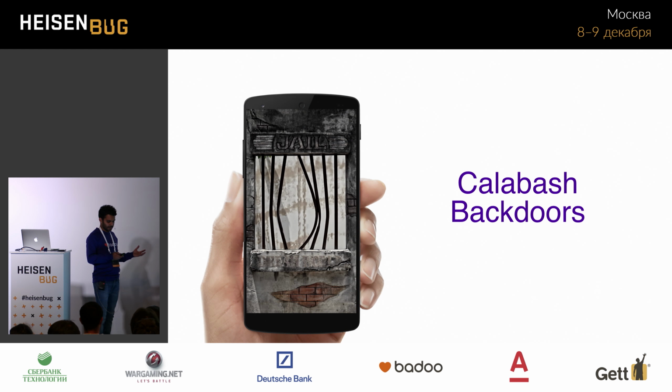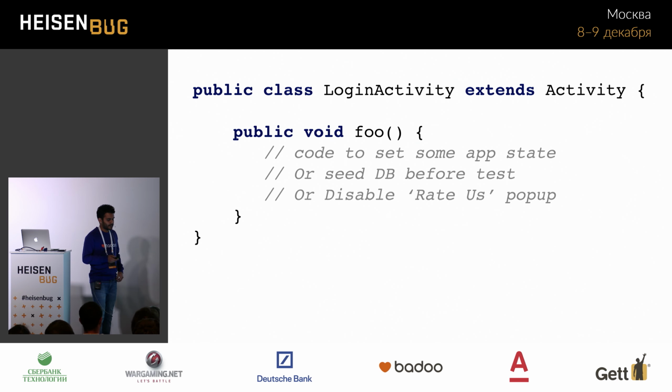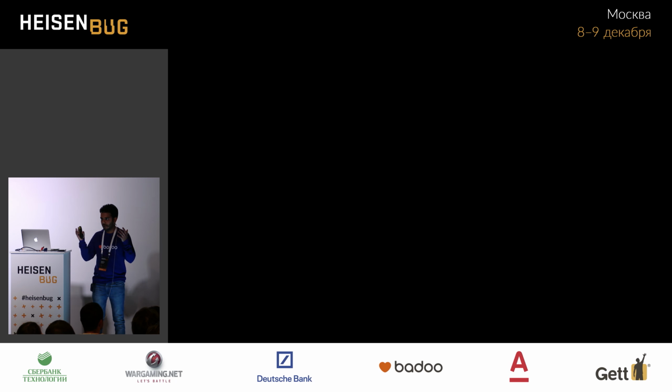Let's look at it with a very simple example. For example, you have an Android application which has an activity, let's say login activity. What you can do is define a method in this activity class, let's say foo, and in this method you can tell your application to do anything which helps you do testing. For example, you can set some database state. You can disable some random pop-ups like give me feedback.